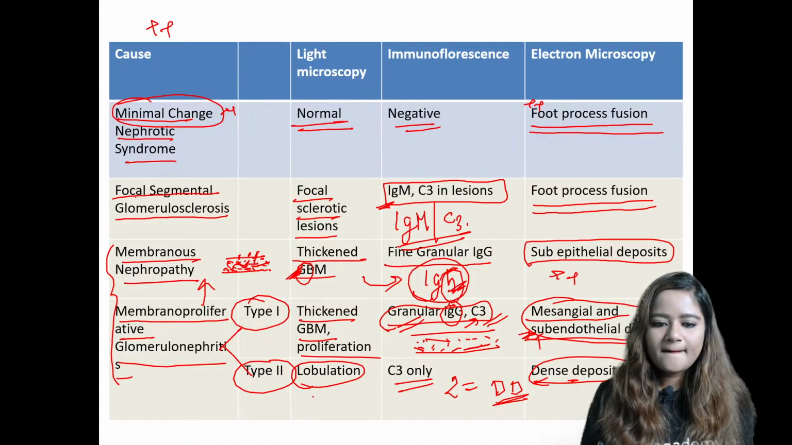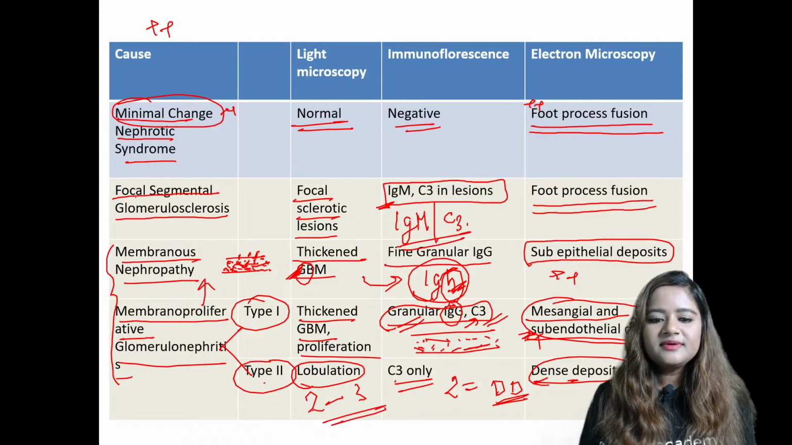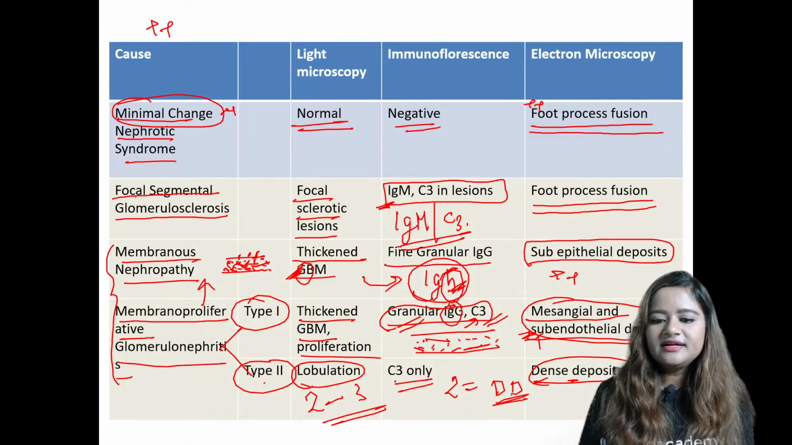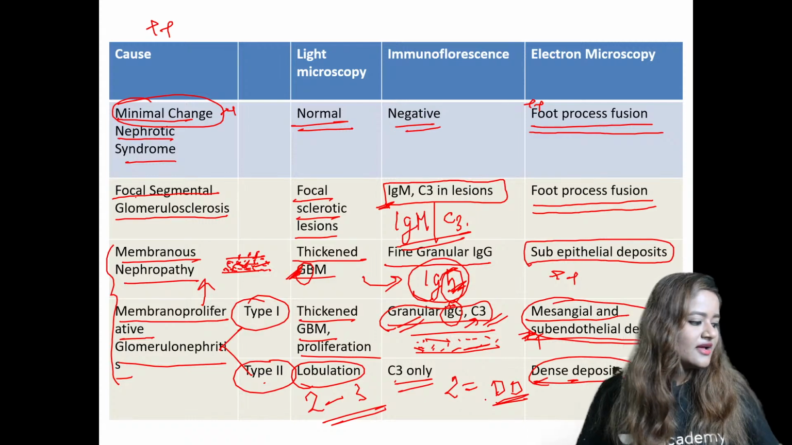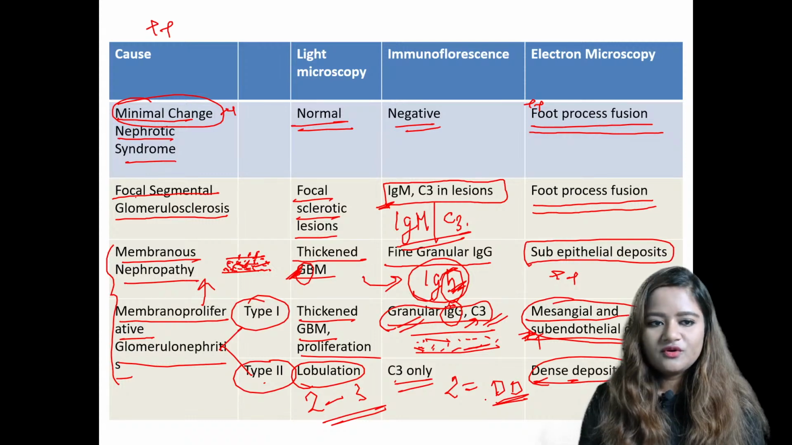क्योंकि 2 के बाद क्या आता है? 3. टू का बेस्ट फ्रेंड क्या है? 3. So type 2 में सिर्फ C3 है. डबल 2 है मतलब कि डबल D है, that means dense deposits. So that solves the whole mystery of this slide. So I think that would be very easy to remember for all of you.